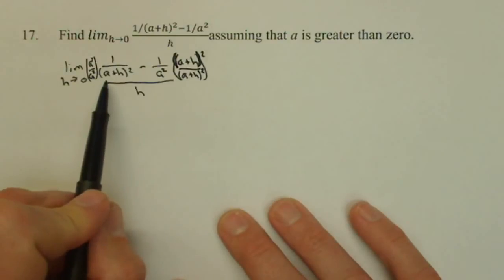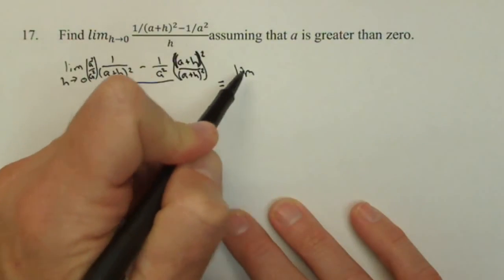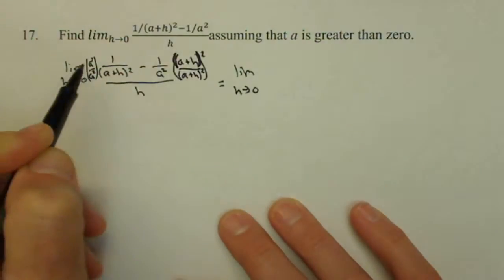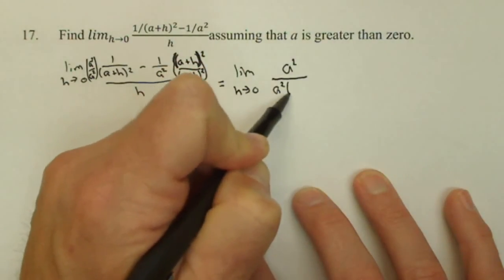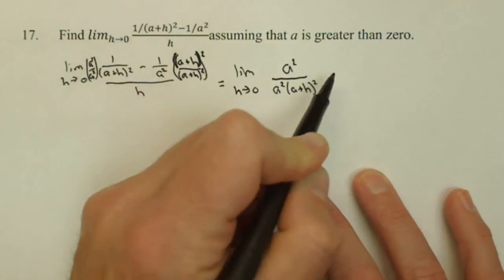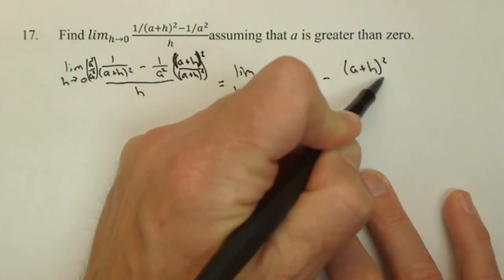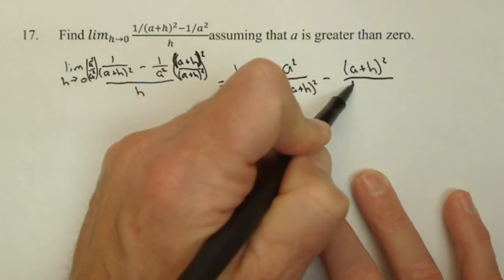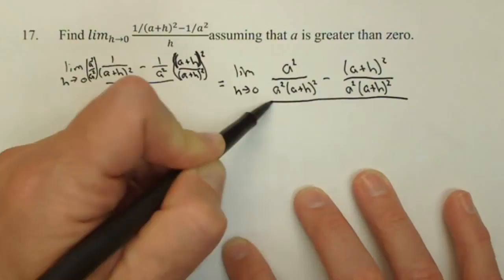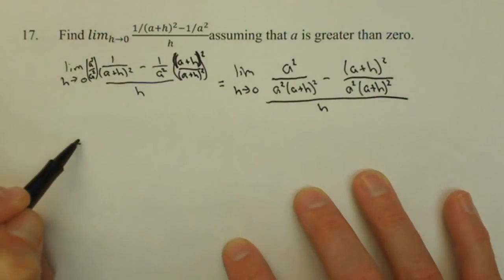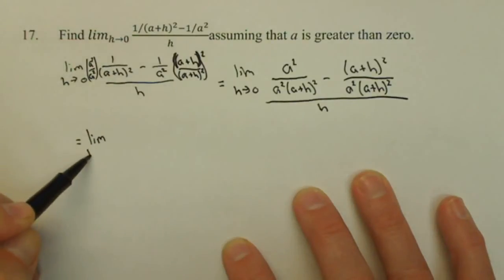Now I have a common denominator of a squared times (a plus h), the quantity squared. So I have the limit as h approaches 0 of a squared over a squared times (a plus h), the quantity squared, minus (a plus h), the quantity squared, over a squared times (a plus h), the quantity squared, once again all over h. Now we have a common denominator. We're going to combine those two fractions on top and see what happens.